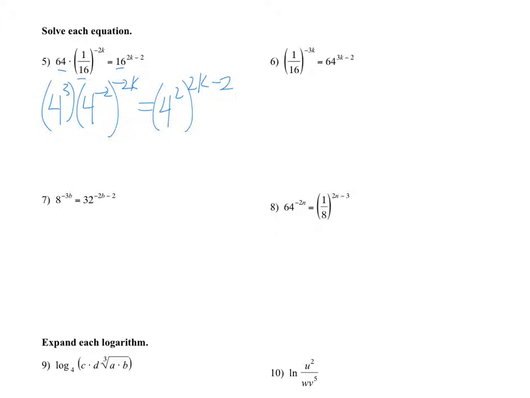I'm going to combine some things before I get too far ahead in this, and I'm going to write this as 4 to the 3 plus, and then -2 times -2 is going to be 4k. On the other side, I'm going to have 4 to the 2 times 2k is going to be 4k, and then minus 4. When I set these equal to each other, we get 3 plus 4k is equal to 4k minus 4. When I solve this, I end up getting 3 equals negative 4, which means that there's no solution.